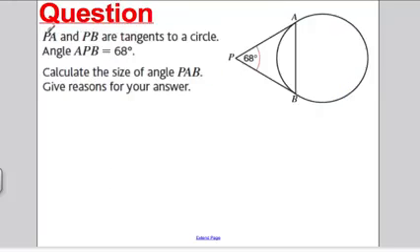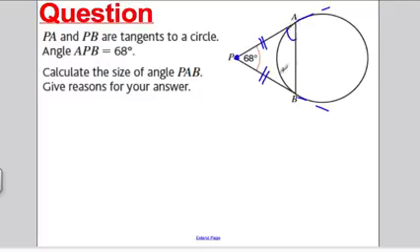And last question, PA and PB are tangents to a circle. We know that two tangents coming from the same point, when they meet a circle, they must be the same length. So that length is equal to that length. So we've got an isosceles triangle. It tells us this angle is 68. Work out PAB. P to A to B.